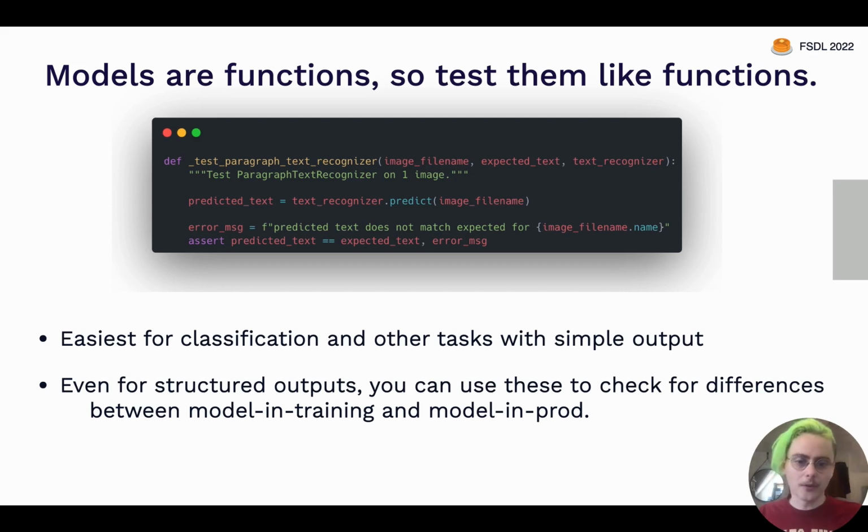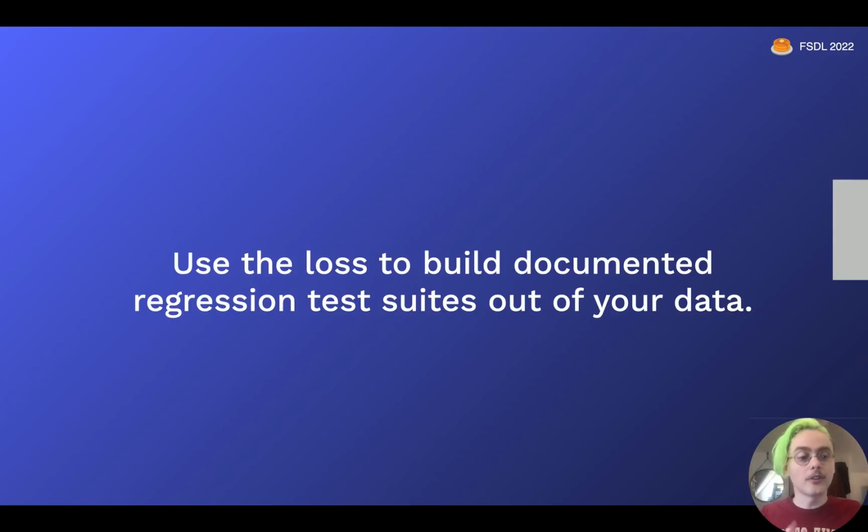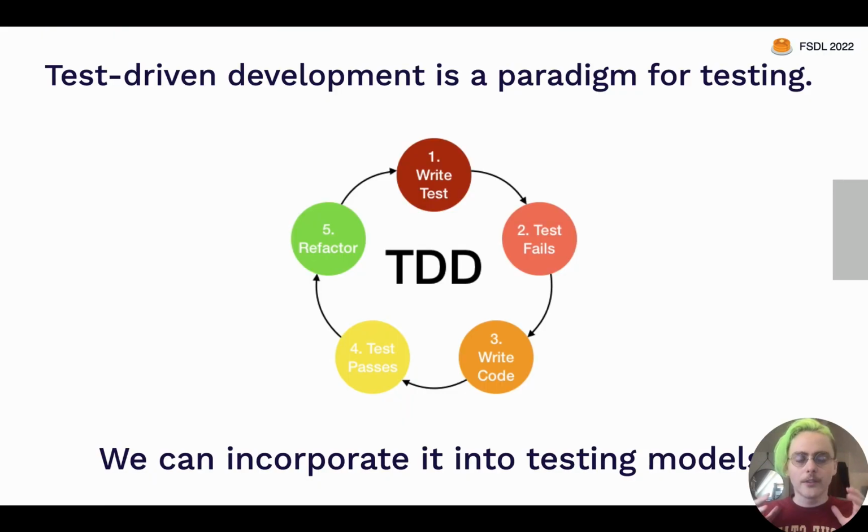This is easiest for classification and other tasks with simple output. If you have really complex output, like for example, our text recognizer that returns text, then these tests can often become really flaky and hard to maintain. But even for those kinds of outputs, you can use these tests to check for differences between how the model is behaving in training and how it's behaving in production. The better approach that's still relatively straightforward is to use the values of the loss and your metrics to help build documented regression test suites out of the data you're using in training and the data you see in production. The framing that I like to bring to this comes from test-driven development.